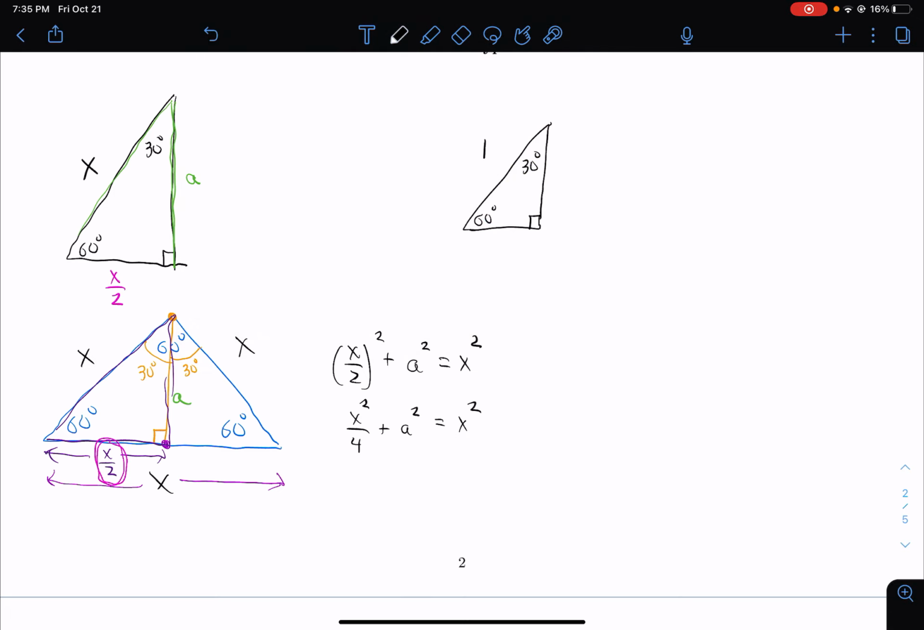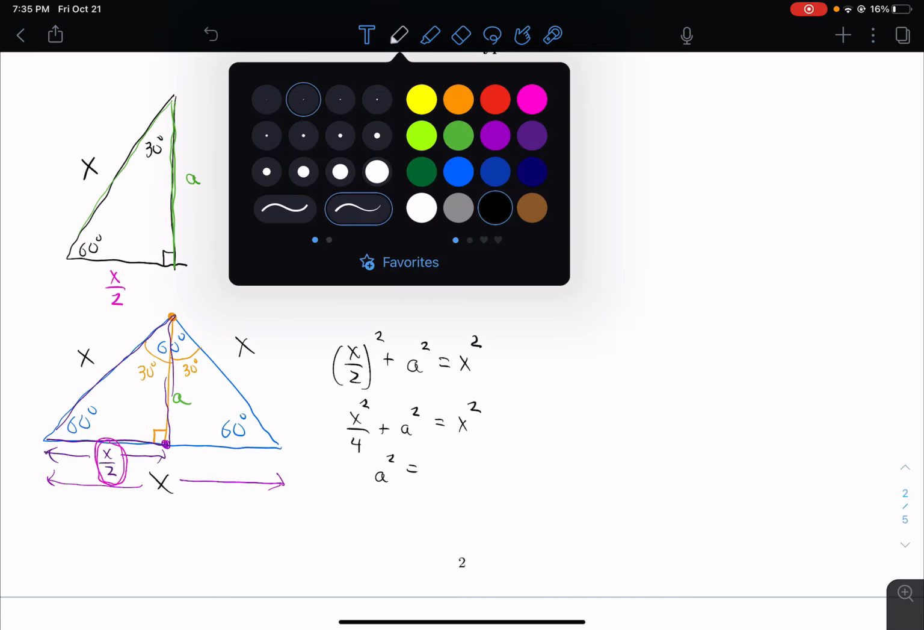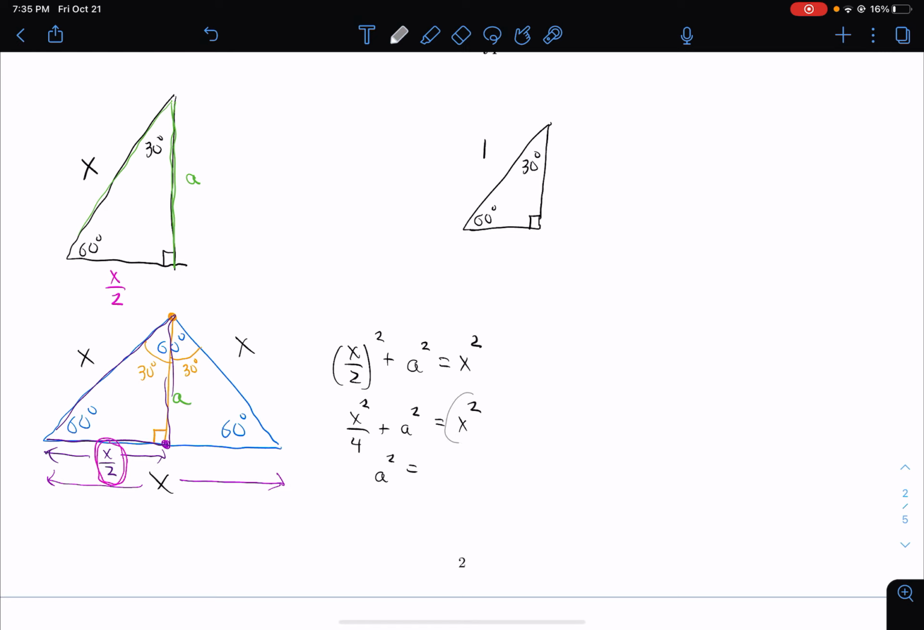Okay, so let's isolate a. I got a squared equals, I'm going to subtract over the x squared over 4. So it'd be helpful to get a common denominator. So this x squared is 4x squared over 4. And if I subtract the x squared over 4 over, it'll give me 3x squared over 4. All right, and now I can square root both sides. And if I square root both sides, I get the square root of 3x squared over 4.